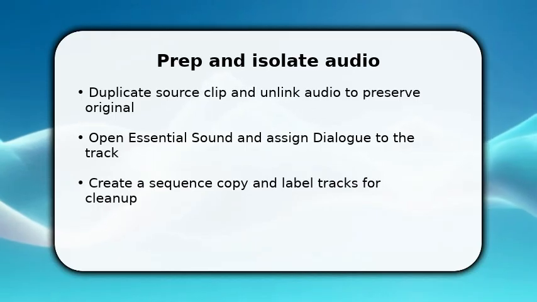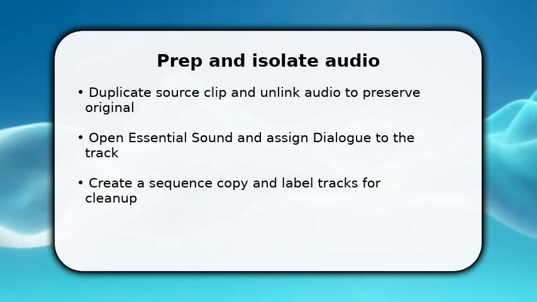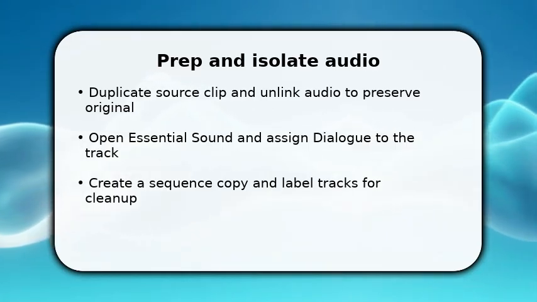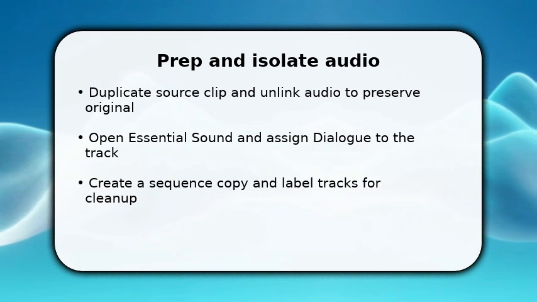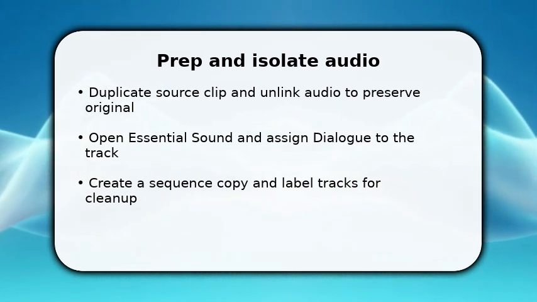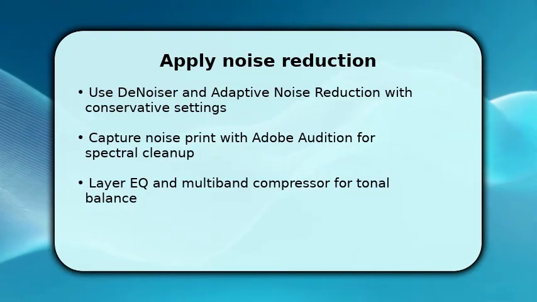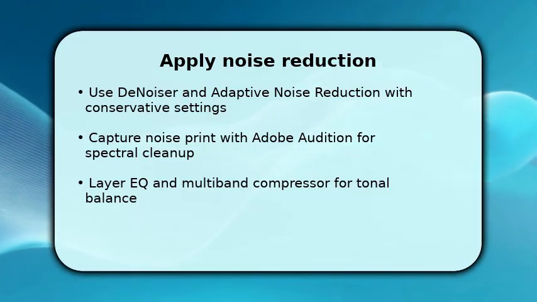This preserves your original. You're now ready to apply targeted effects and noise reduction without risking irreversible changes, and you'll be faster when you reach the noise print step. Begin with Premiere's denoiser at low reduction to avoid artifacts, then add adaptive noise reduction for variable noise. You'll remove broad hums without smearing dialogue.